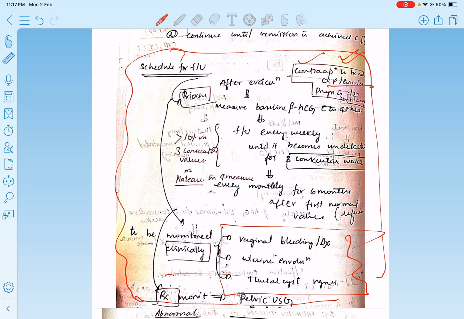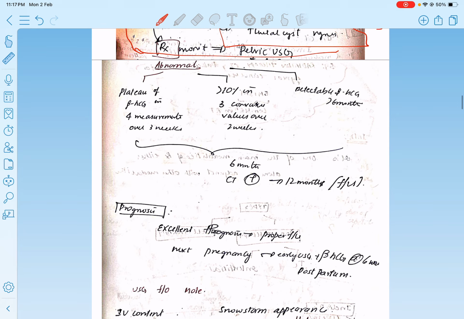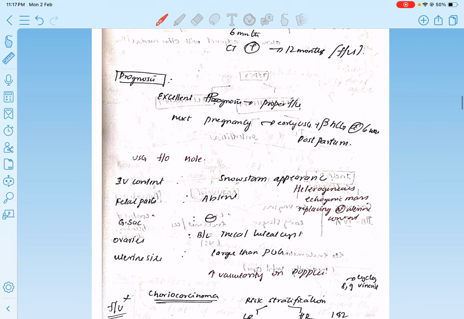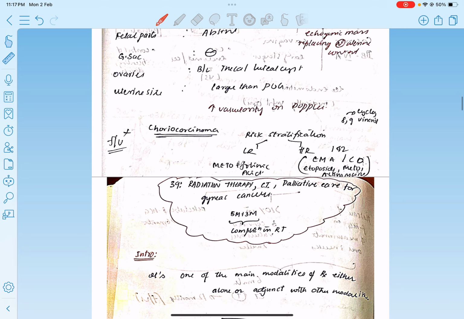Also, one more important thing: you have to first measure the baseline beta HCG at 48 hours, then follow up every week until you get a beta HCG which is undetectable for 3 consecutive weeks. Okay, this is the main thing. And what are the abnormal things? If they ask, you can just mention it. Then, based on the protocol, you can mention choriocarcinoma also.